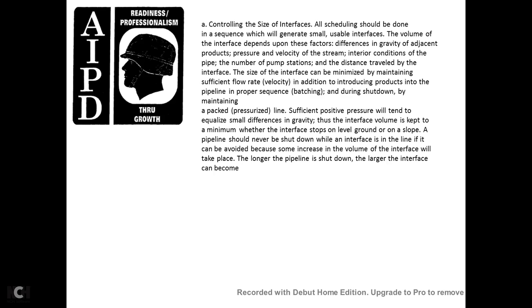Packing the line during a shutdown of the main line by maintaining a packed, pressurized line with sufficient positive pressure will tend to equalize small differences in gravity. Thus, the interface volume is kept to a minimum. Whether the interface stops on level ground or on a slope, the pipeline should never be shut down while an interface is in the line if it can be avoided, because some increase in the volume of the interface will take place. The longer the pipeline is shut down, the longer the interface can become.